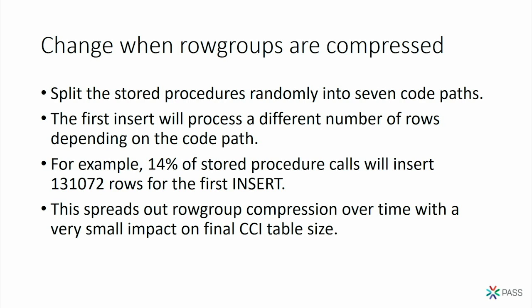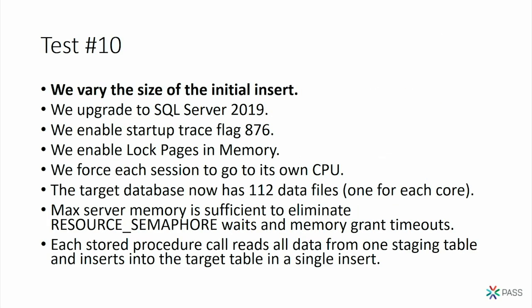So the point of this is, instead of every session reading a million rows and compressing a million rows, about 14% have a smaller row group, and 14% have a slightly bigger row group. So I can make my sessions do different things at different times. And if I'm doing that, I could have less contention. Does that make sense? So I try it. I vary the size of the initial insert, add some randomness to the mix.